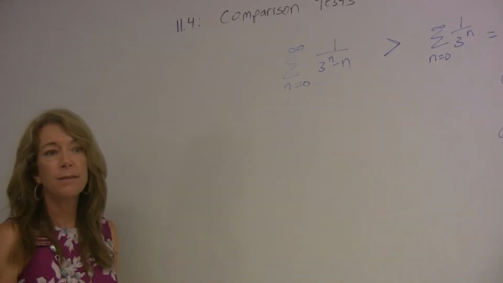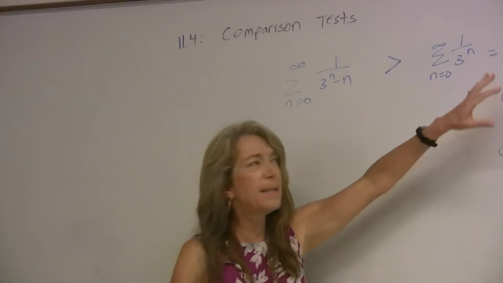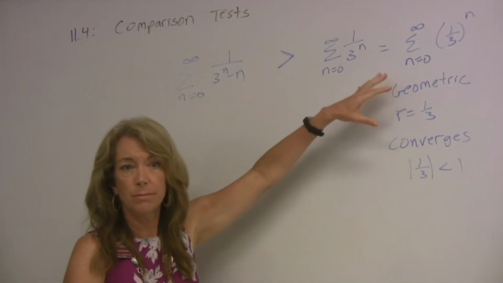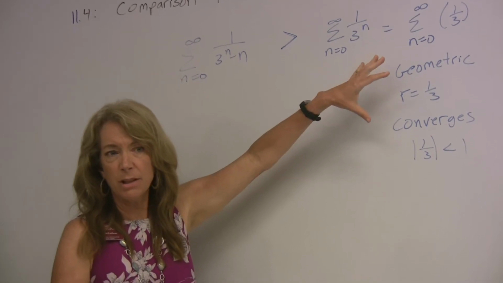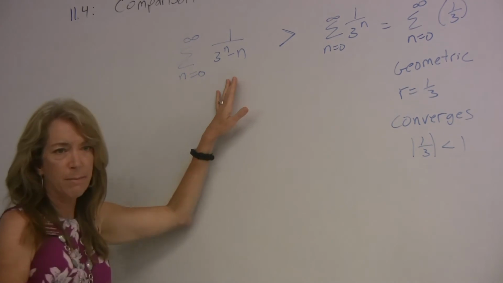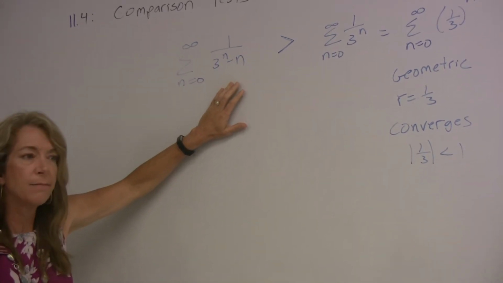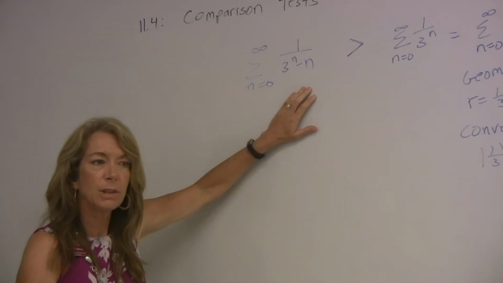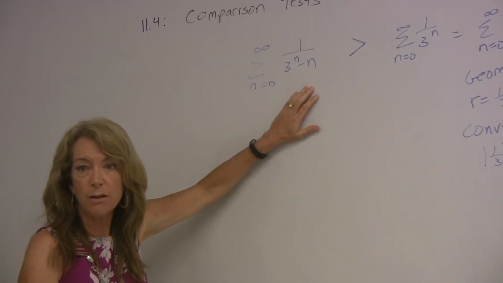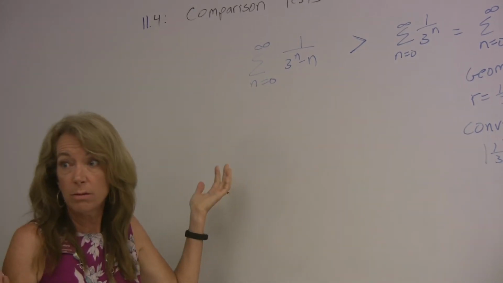What about our series? Ours is bigger than that. So let's say this adds up to 2. If this adds up to 2, and ours adds up to something bigger than 2, do we know what ours does? Does it converge? Does it diverge? Some of you are giving me this, I don't know.